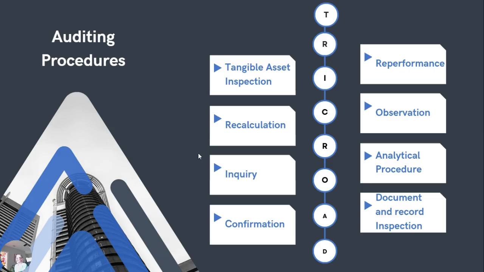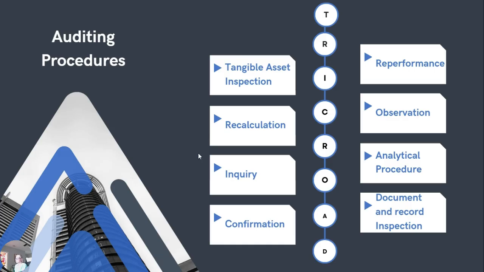So I have a little acronym for you called TRICK ROAD, and that will help you to remember the 8 different types of audit procedures that we can use to gather audit evidence. So the first one is tangible asset inspection. So tangible asset inspection is a great test of existence. So we have a list of all the assets that we have on hand, and we can go and find them and make sure they actually exist and inspect those assets.